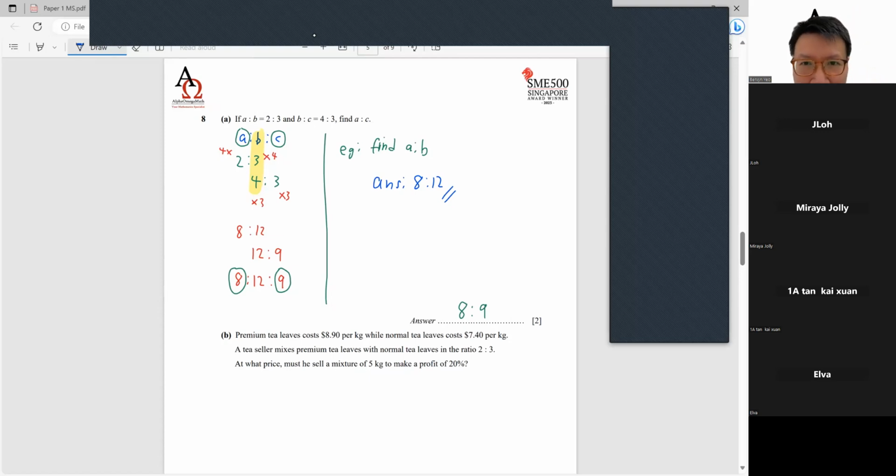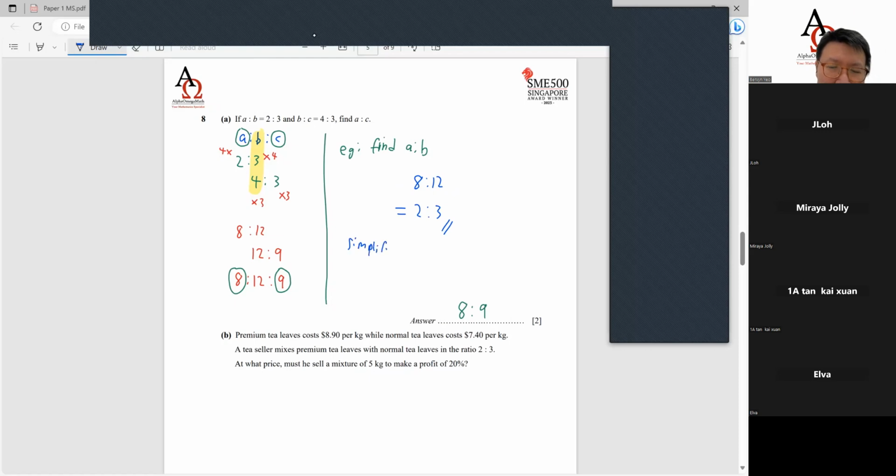Because it is not in simplest form. The answer should always be in simplest form for ratio. So I can divide by 2, and this will be divide by 4 will be faster. This will be 2 is to 3. All right. So remember to simplify.